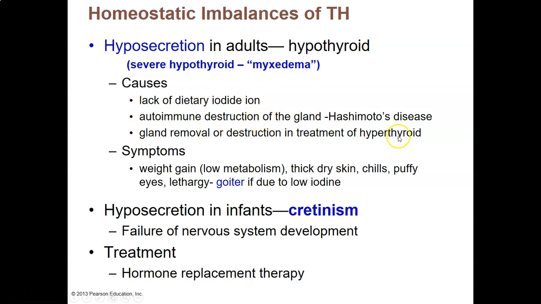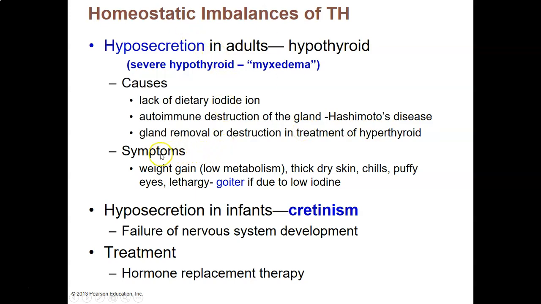The most common cause of hypothyroid is an autoimmune disease called Hashimoto's disease, in which your immune system mistakenly attacks and destroys the thyroid gland tissue, and so there isn't enough thyroid hormone being produced. Also, you could have cancer and be forced to remove that gland, or people that have hyperthyroid, as we'll see in a second, are often treated by destroying the thyroid gland. So in all these cases, we have hypothyroid.